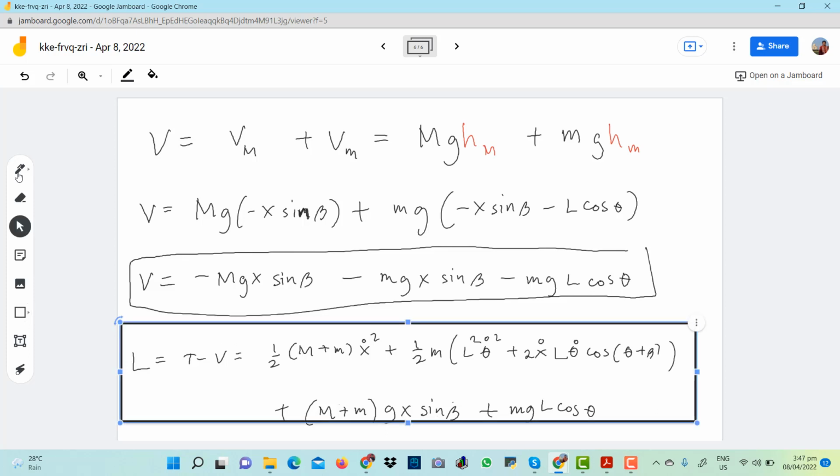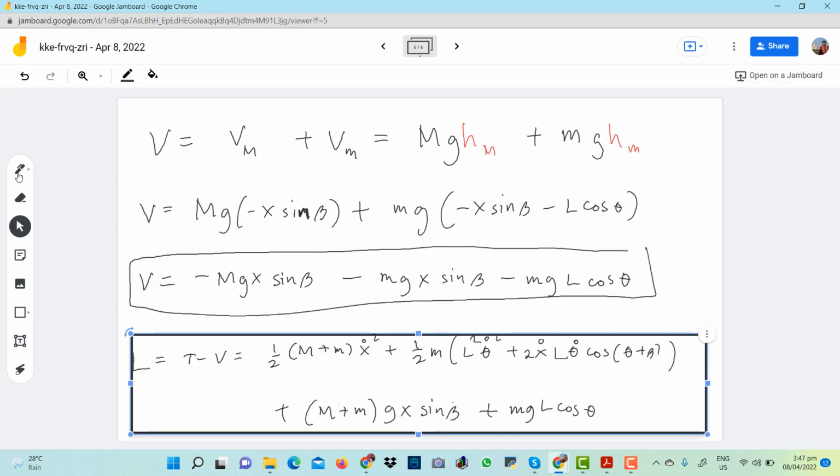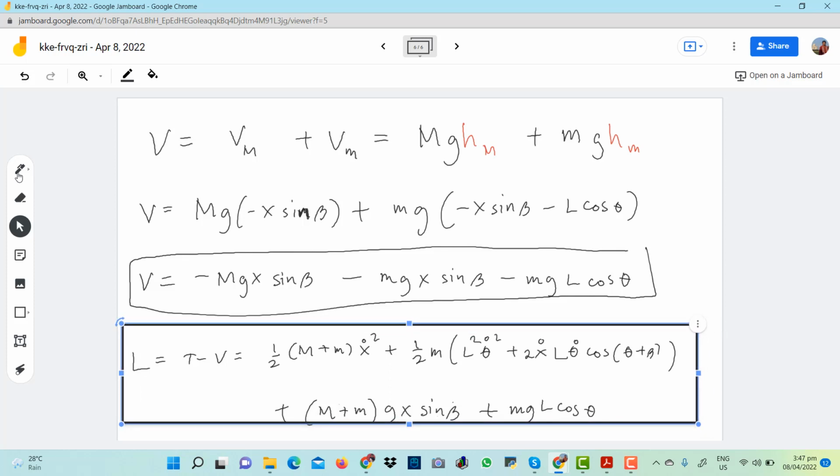What you do is look only at what the position of your mass m will be. Because if you get the correct position of your mass m, you get all the velocities. Once you get the velocity, you get the kinetic energy, and the potential energy depends only on the vertical position of your mass. From that, you get the Lagrangian, which is a function of x and theta.